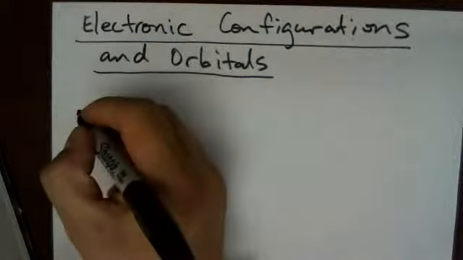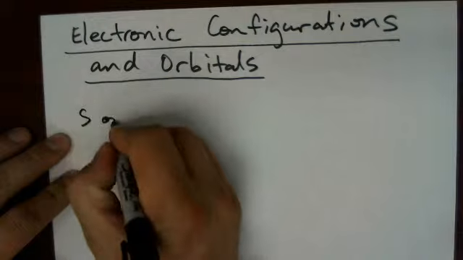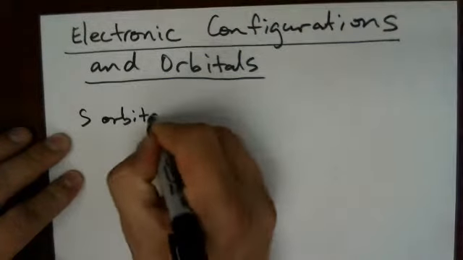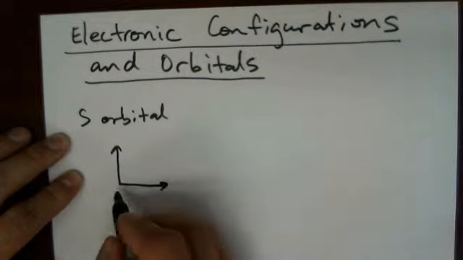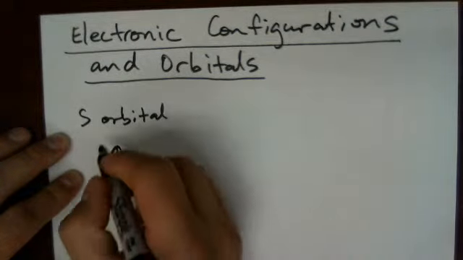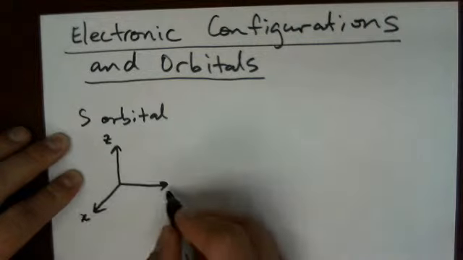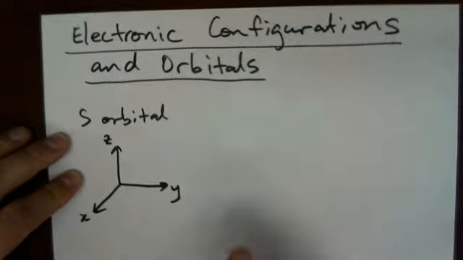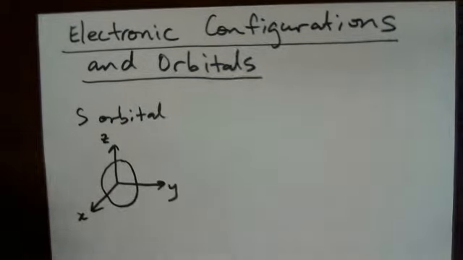Basically we have a few different types of orbitals. We have s orbitals. These are just spherical orbitals, so if we look at an x, y, z plane, an s orbital would just be a sphere like this.